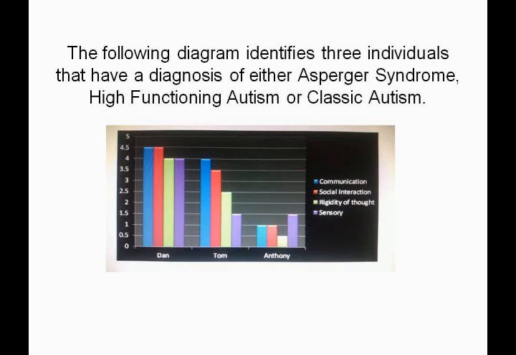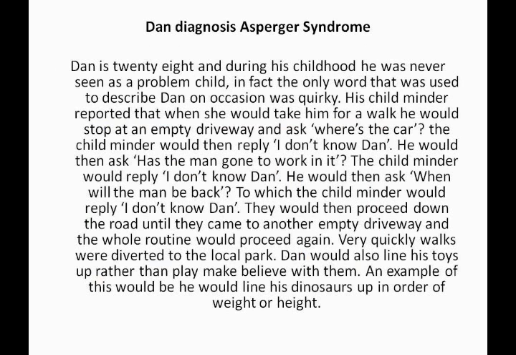The scale on the left-hand side of the graph represents a normality scale, 5 meaning the individual would be classed as having no issues, and 0 meaning the individual has great difficulty in this area. Dan has a diagnosis of Asperger's syndrome. Dan is 28, and during his childhood he was never seen as a problem child. In fact, the only word that was used to describe Dan on occasion was quirky.